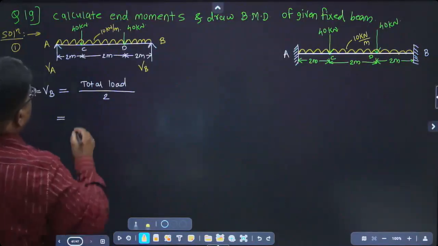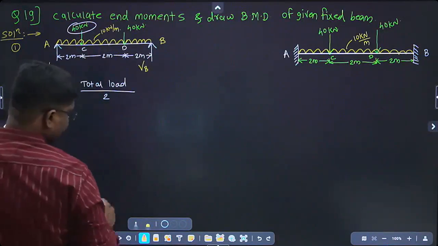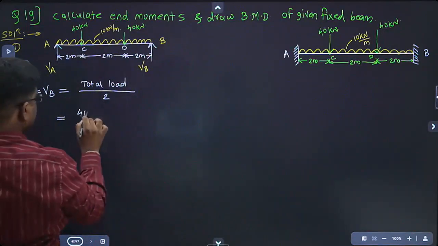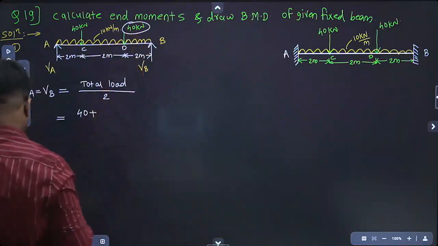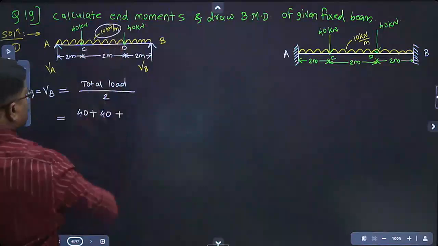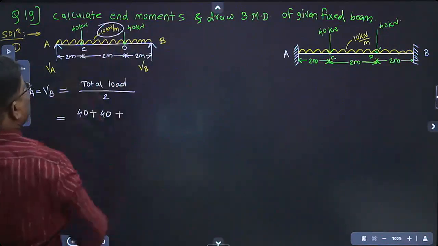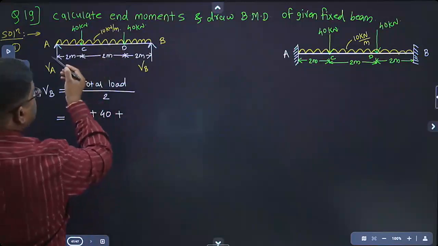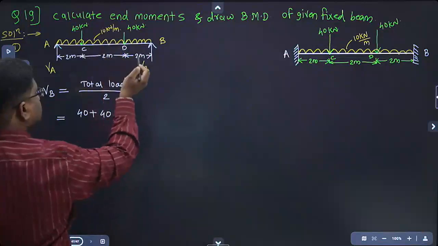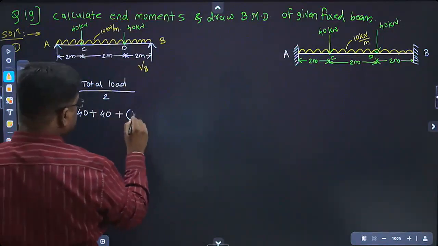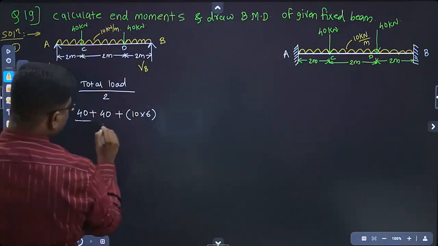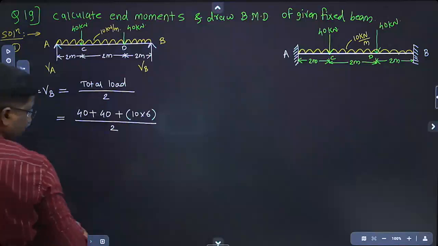So what is the total load? This 40 kilonewton point load is there, plus again this 40 kilonewton point load is there, plus now convert this UDL to point load. How to convert? 10 into distance. On the whole span the UDL is spread, so 10 into 2, 4, 6. So 10 into 6. This is the point load. We have converted this UDL to point load, divided by 2. So what is the value of VA and VB?